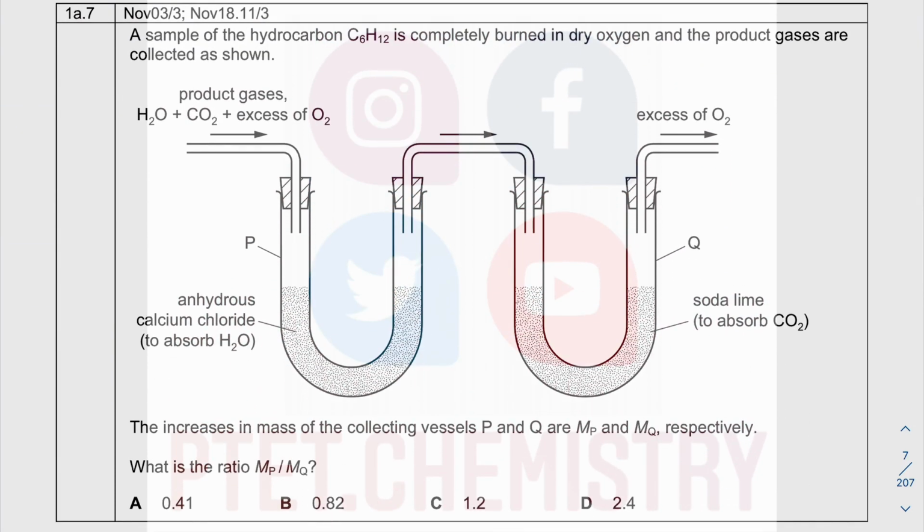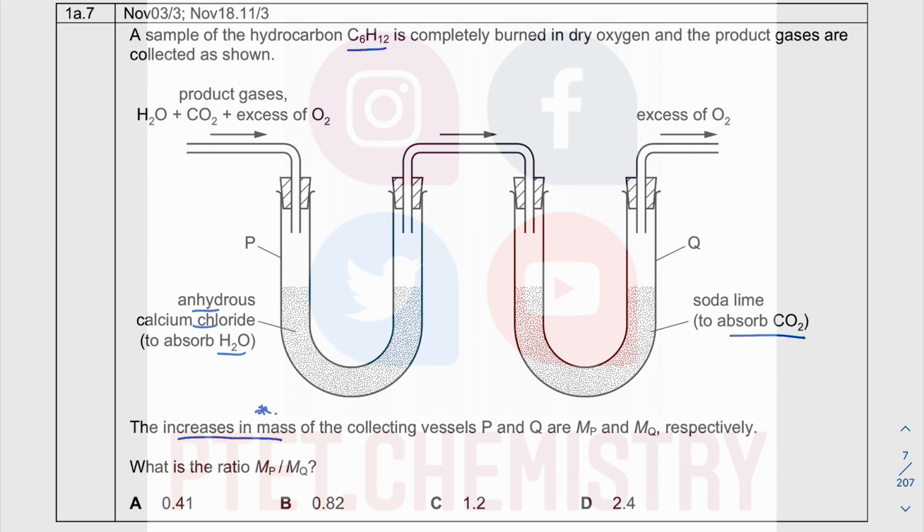So in this question, this is about a hydrocarbon combustion, C6H12. Instead of asking you on volume, they talk about increase in mass, okay? So mass ratio is not the same as volume ratio, yeah, okay? So this anhydrous calcium chloride absorb water. So how much water would you produce, okay? Water is liquid at room temperature and pressure. It wouldn't be a gas, all right?